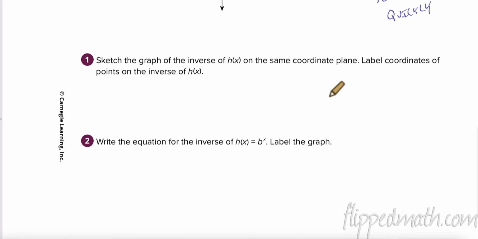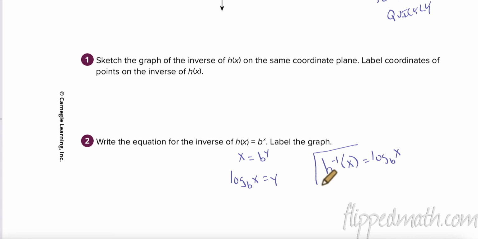Down here in number 2, it says write the equation for the inverse. All right, well, let's write the inverse. So this is x equals b to the y. All right, so we need to rewrite this. I need to get y by itself. So log base b of x equals y, right? So the inverse is log base b of x, right there.